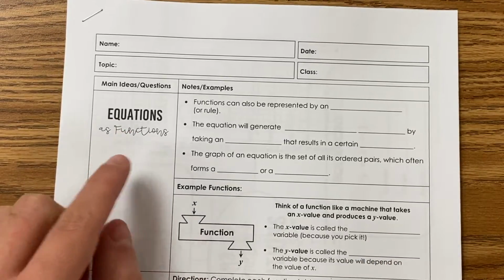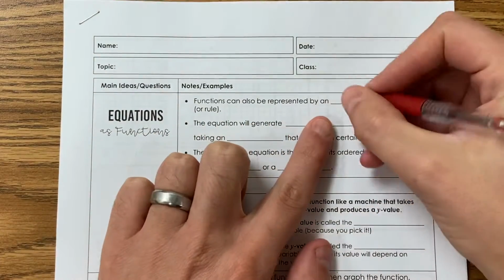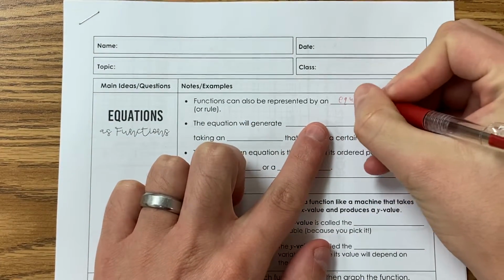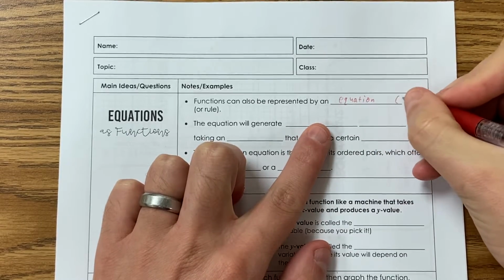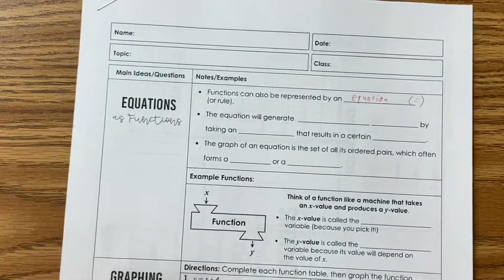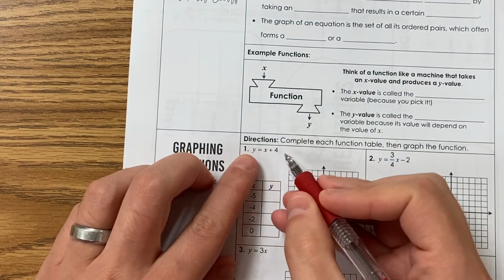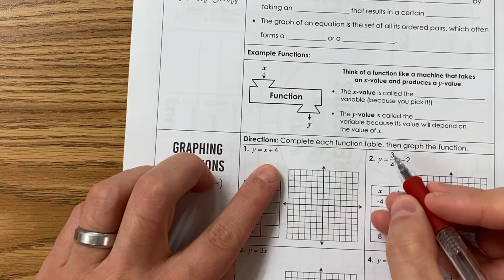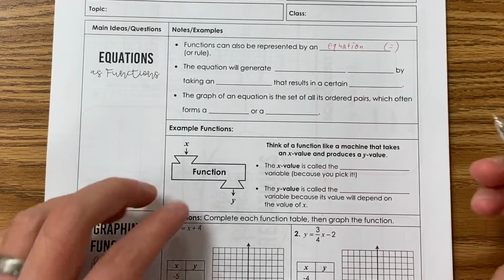First of all, equations of functions. Functions can also be represented by an equation. And if you forgot, an equation is just something with an equal sign in the middle of it. So you'll see down here, all of these are equations. y equals x plus 4, y equals 3/4 x minus 2. So all of these are going to be equations.